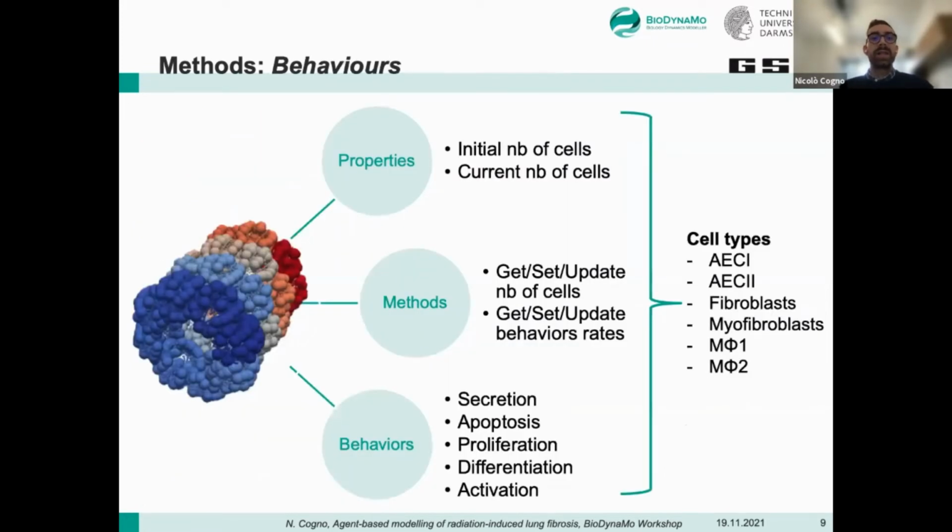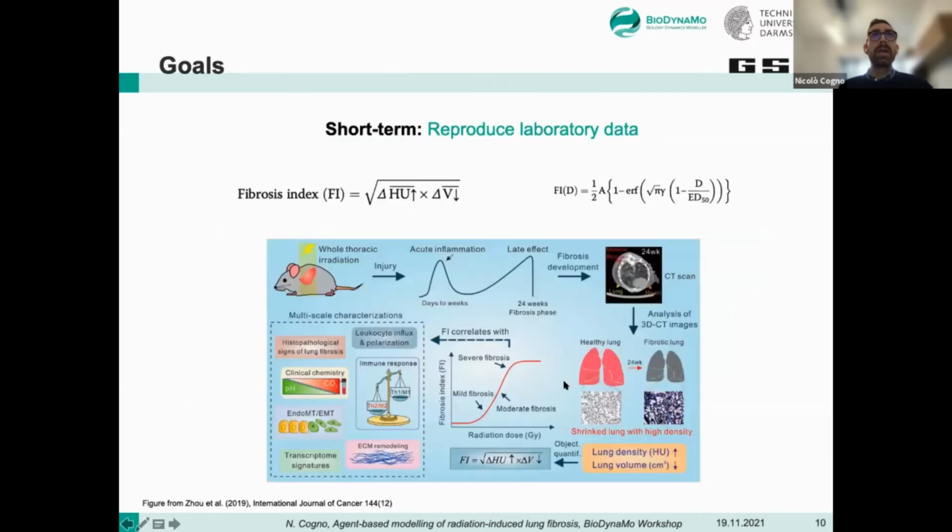Given that our agents are voxel segments or dots, they have properties such as the initial and the current number of cells that can also be updated, set, and get. For each of them, we defined multiple behaviors such as secretion, apoptosis, proliferation, differentiation, and activation for all the cell types that you can see here. At every time step, each agent performs all these behaviors, which will finally result in the increment or decrement in the number of cells that it represents, but also in changes in the concentration of a substance in the location where it resides.